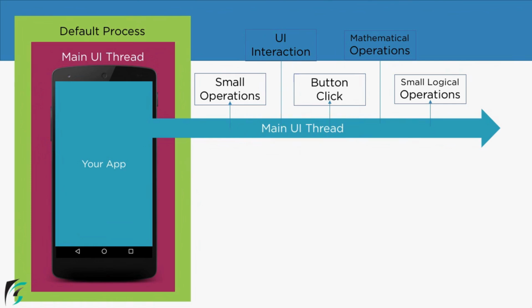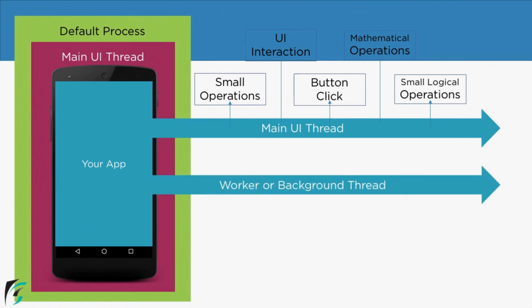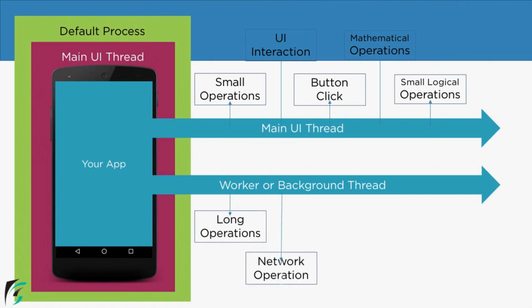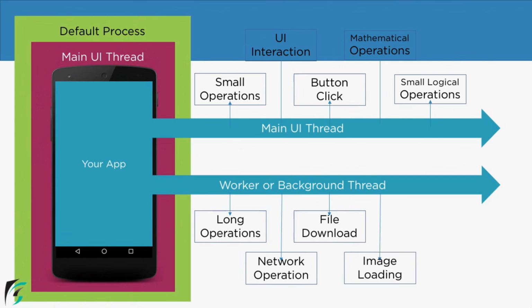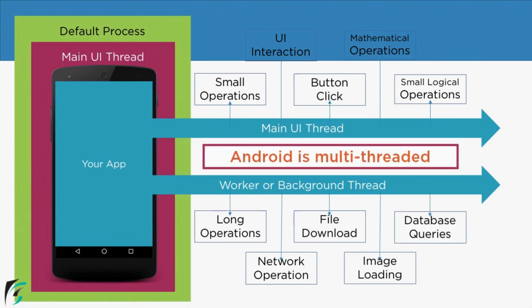Now in Android, if you want to perform some heavy operation such as downloading or uploading of a file, in that case, parallel to the main thread, you can create a separate worker or background thread. And in this thread, you can perform the heavy operations such as network operations, downloading of a file, loading images from the server, and also heavy database queries. Since Android is multi-threaded, you can have two threads running parallel to each other.